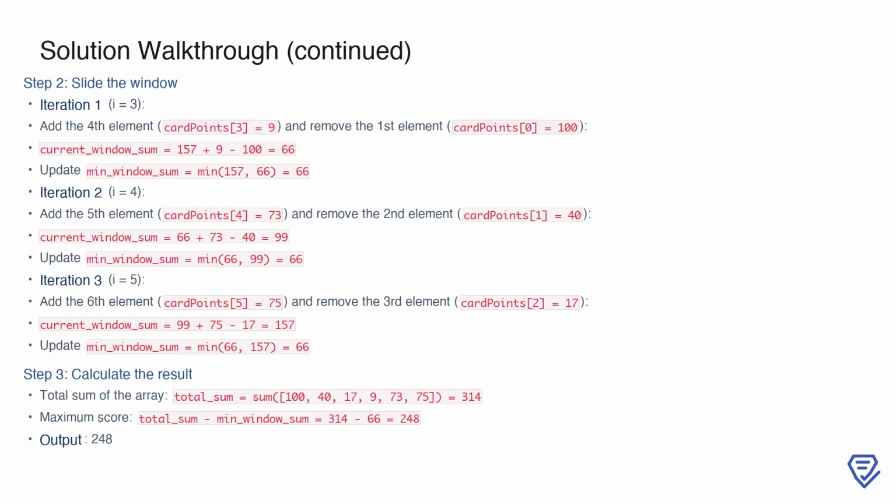The min_window_sum remains 66. Finally, we calculate the total sum of the array, which is 100 plus 40 plus 17 plus 9 plus 73 plus 75, resulting in 314. The maximum score is the total sum minus the min_window_sum, giving us 314 - 66, which equals 248.